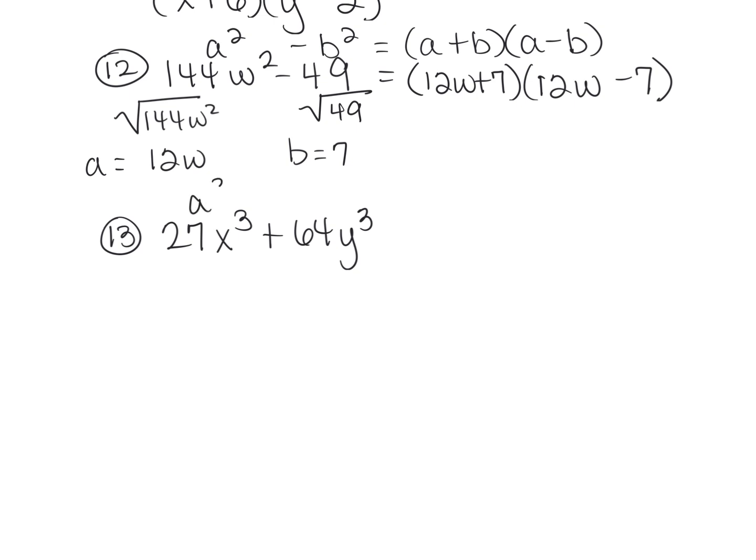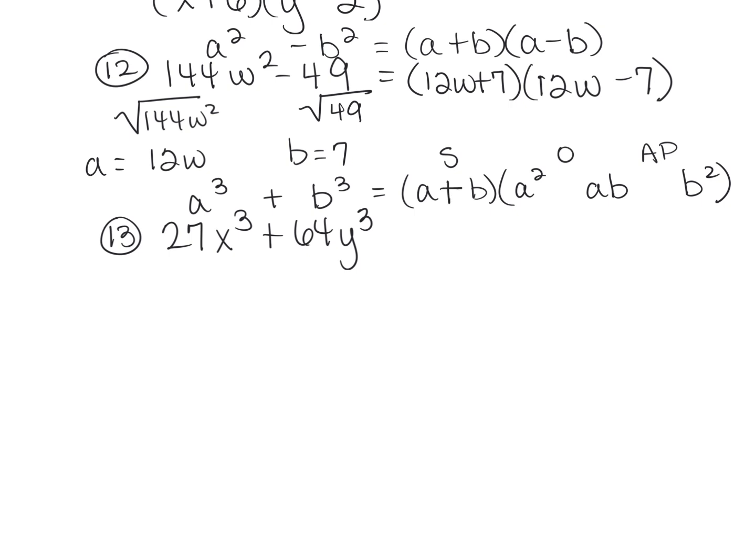All right, for number 13, we have a sum of perfect cubes. So this is the one where I have a cubed, and in this case it's a plus sign, b cubed. So these will factor into a plus b, and then I have a squared, a times b, and then b squared. And this is where most of you learned SOAP. So this first sign in between is the same as what you started with. The next one is always going to be opposite of what you started with. And the last one is always positive.